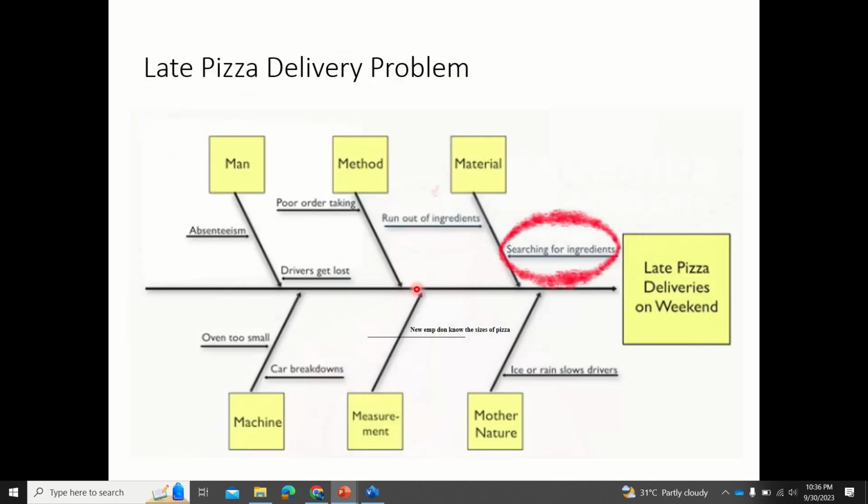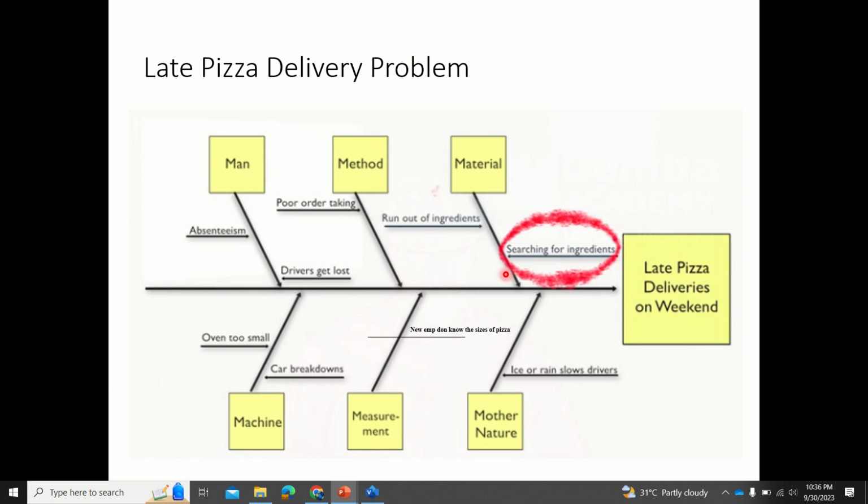So let's see some examples here. These are certain examples which I got from the net. Say one example problem that we are going to see is the late pizza delivery problem. Okay, say if you get some late pizza delivery problem, you could just think about it. So these are the issues. It's at the head of your fish, and these are all the 6 M's that we are going to consider.